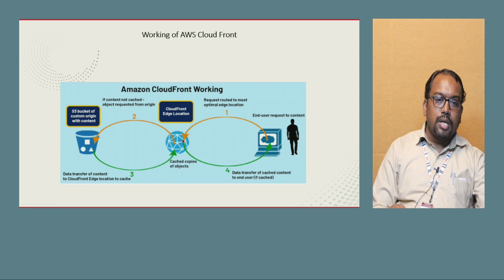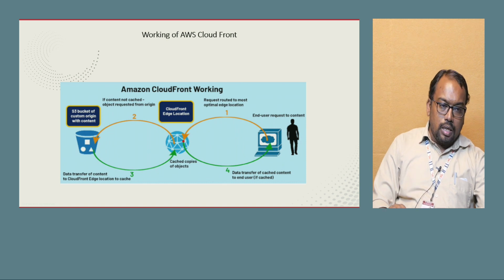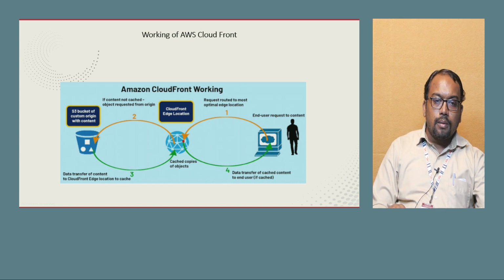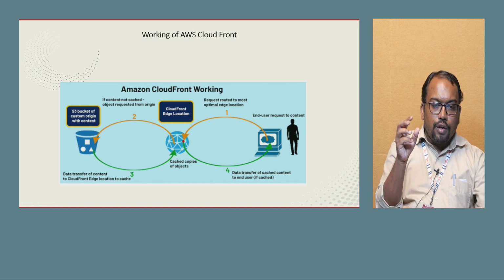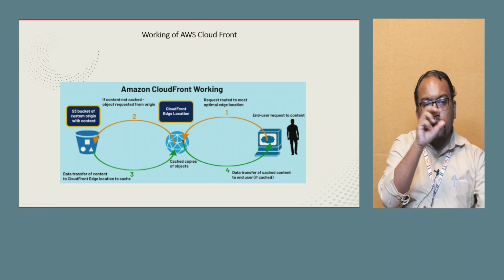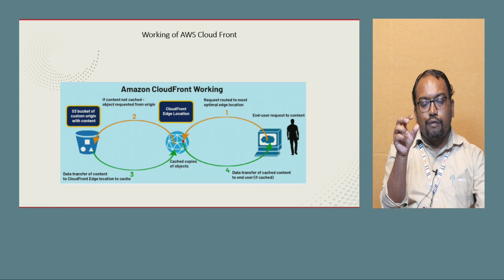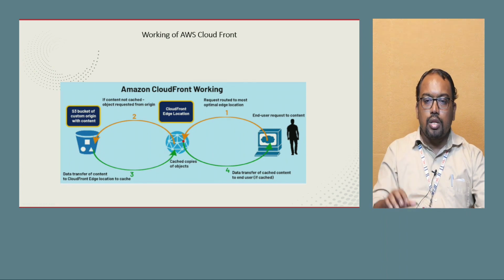This is just a basic flowchart of AWS CloudFront, where CloudFront works with data transfer of content from the edge location cache. If the content is not in the cache, it is retrieved from the original location, to the CloudFront edge location, and then given to the end user.